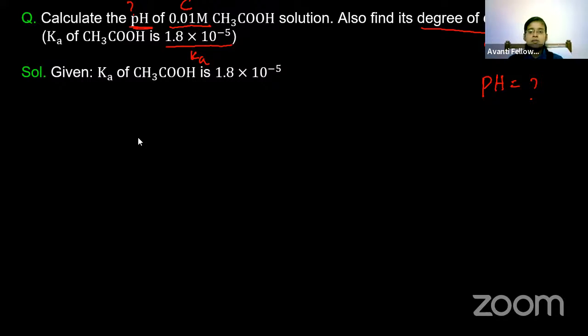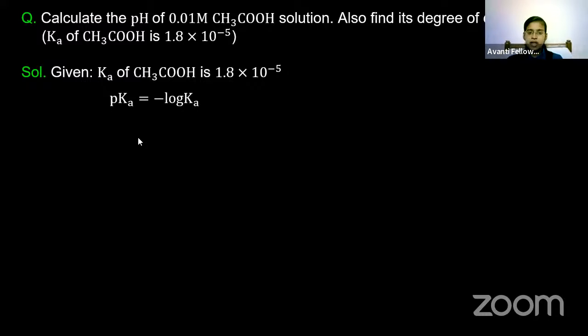So what is the formula to find the pH? pH is equal to 1 by 2 pKa minus log C. So now we have to find pKa, because we don't have pKa, we have only the Ka value. To find pKa, the formula is minus log of Ka. To find pH, what have we done? We did minus log of H plus. In the same way, to find pKa, you have to do minus log of Ka.